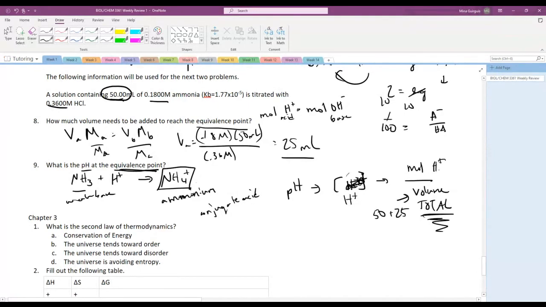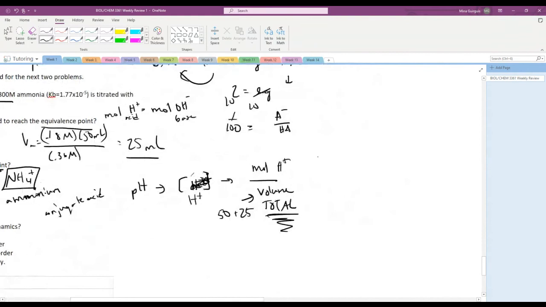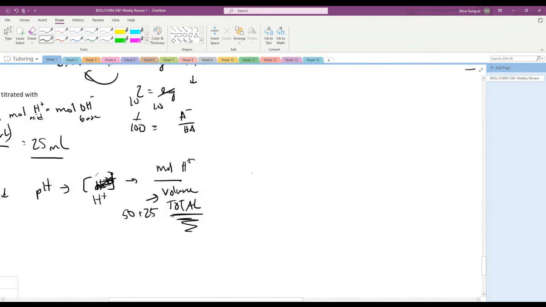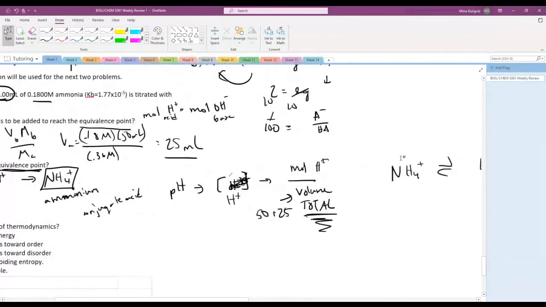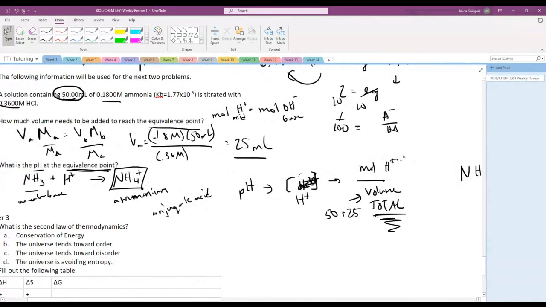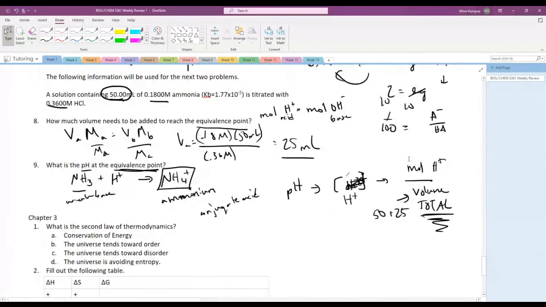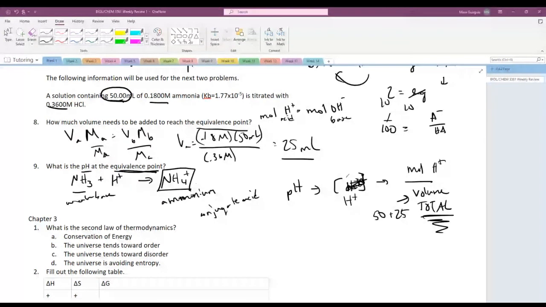All right, and now our moles of H+. The moles of H+ are going to be how much will dissociate from our NH4, to NH3. So in order to do this, we need an ice table. In order to get the ice table, we need to know what our molarity of NH4 is. So we reacted 25 times 0.36 effectively.